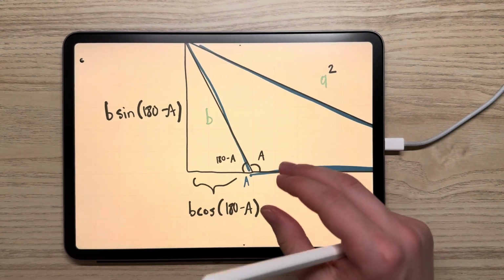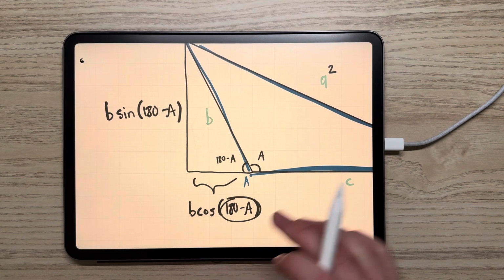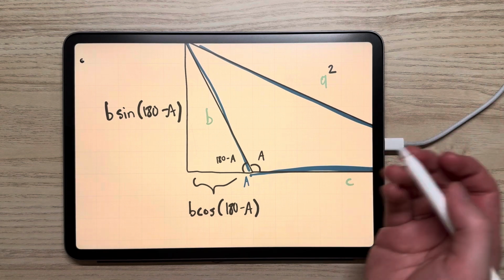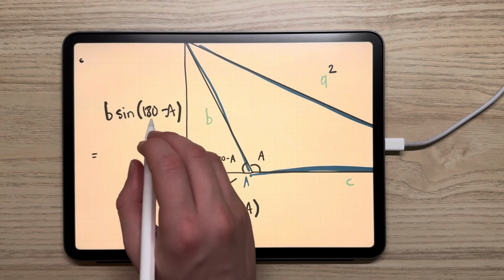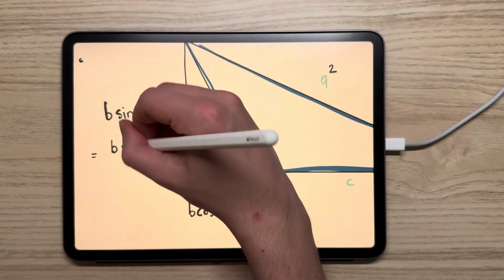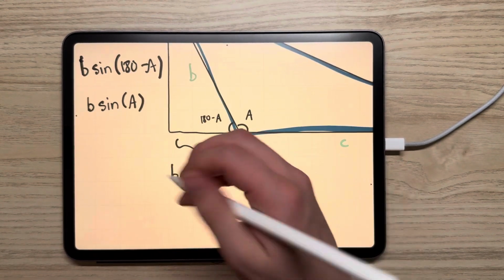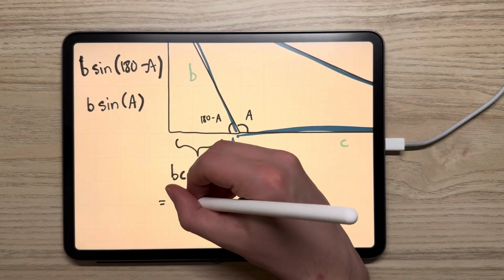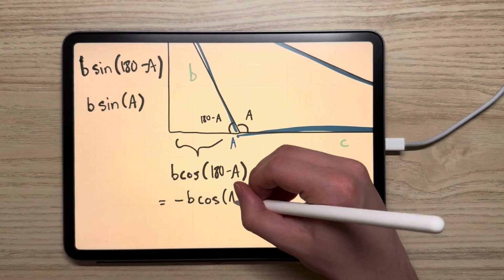But we don't want this in terms of 180 minus A. That angle is kind of weird. We want it just in A. And thankfully there are rules that tell us that the sine of 180 minus an angle is going to be the same as just the sine of the angle. And for cosine, the cosine of 180 minus an angle is going to be the same as negative the cosine of that angle.